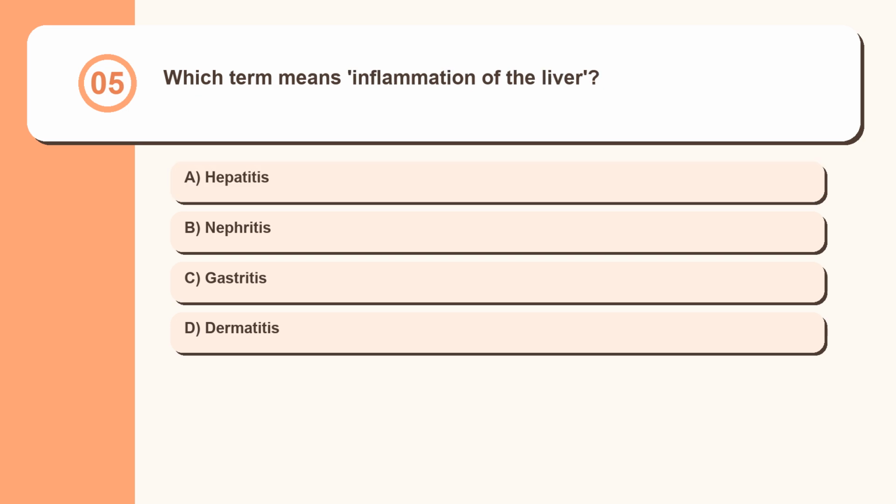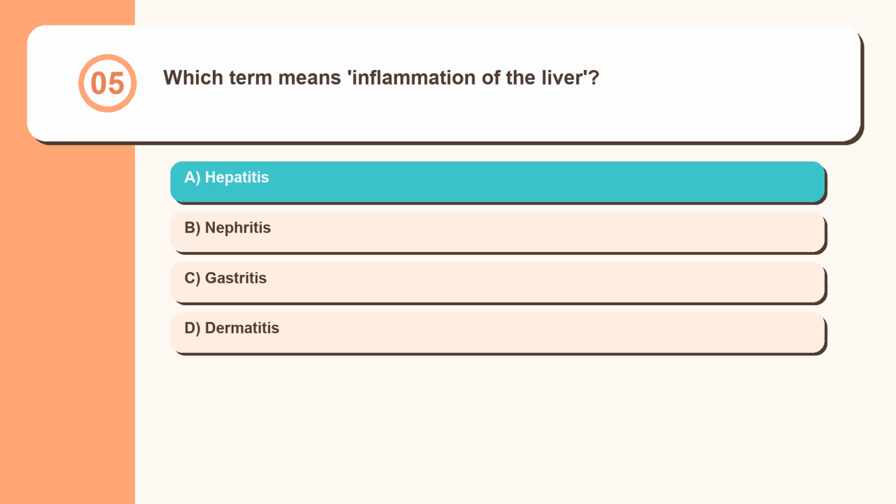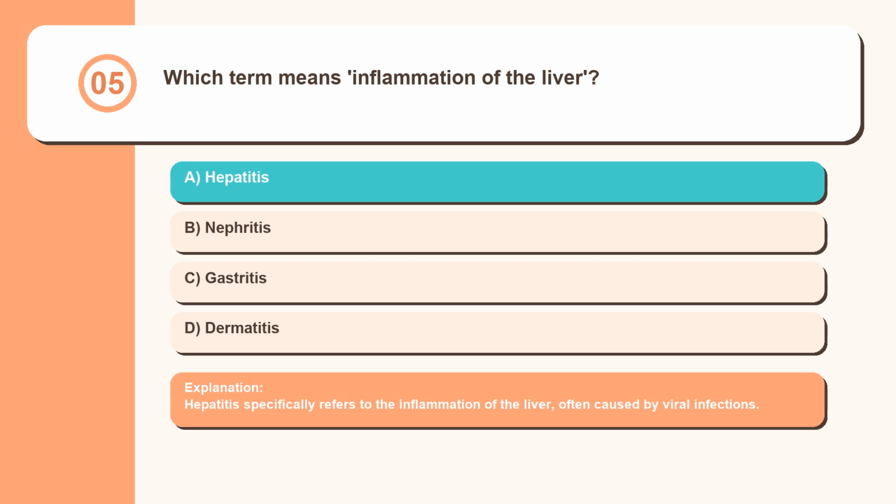Question 5. Which term means inflammation of the liver? Hepatitis, nephritis, gastritis, dermatitis. Hepatitis specifically refers to the inflammation of the liver, often caused by viral infections.